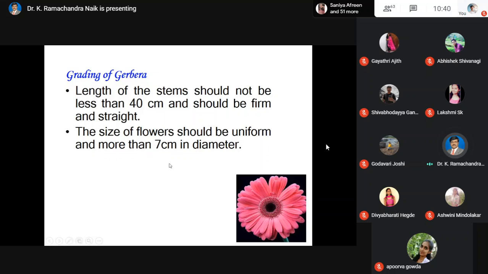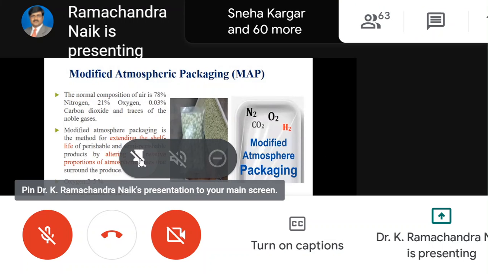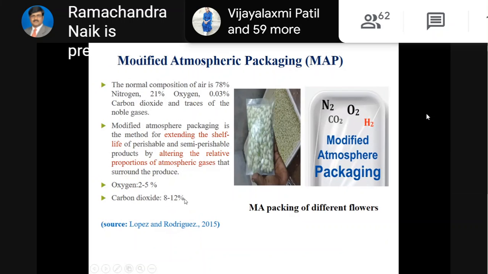Oxygen is required for respiration, so we are making it negative to give a punishment to the flower. Punishment means we are restricting the breathing. Another thing creating toxicity is carbon dioxide. Carbon dioxide at a minor level is required for better breathing, but we are increasing carbon dioxide to 8 to 12%. That means we are reducing the oxygen, which is a difficulty for respiration of the flowers, and we are increasing carbon dioxide, which again creates difficulty in respiration of the flowers.